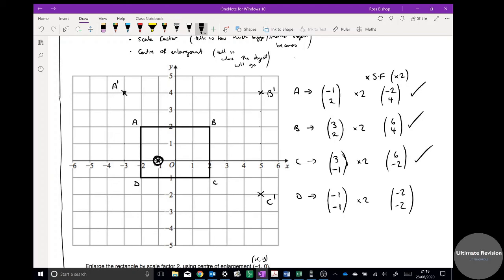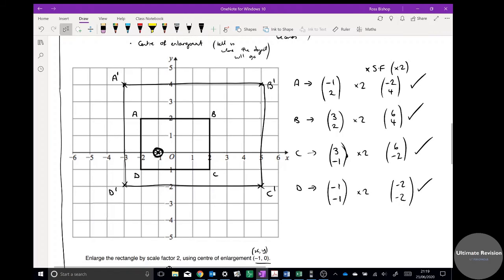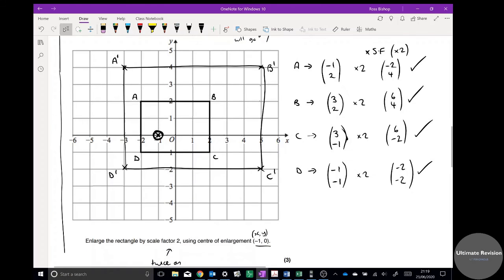And D goes there. And then at this point, I can just join all the points together. And that is exactly what I'm after, okay? It's twice as big and it's in the right location based on this centre of enlargement. So I need to use vectors to do that. So I can answer all of those questions like that now, just using vectors and filling in that table like I've done on the right side there.